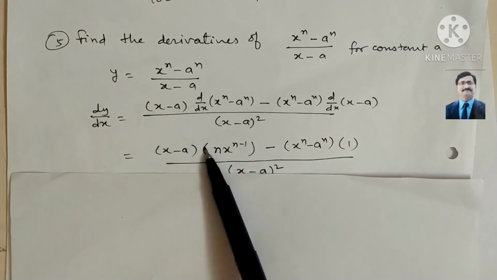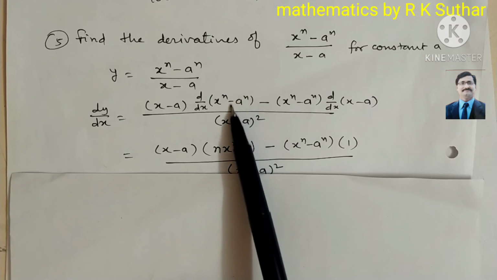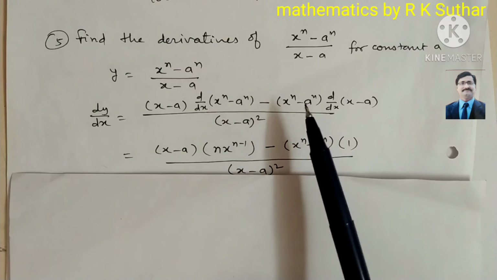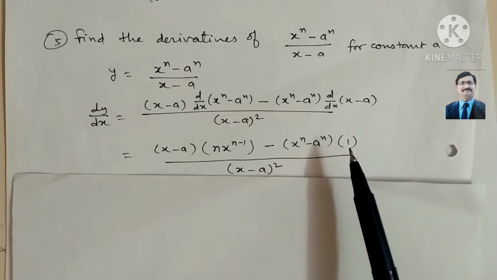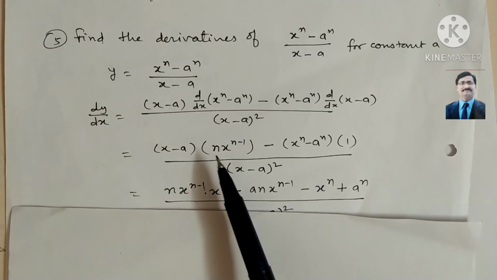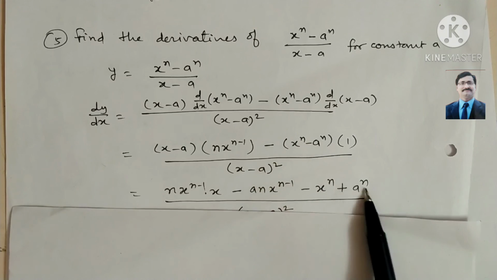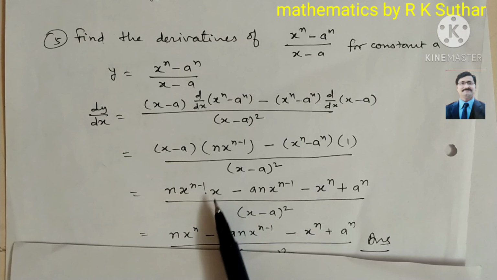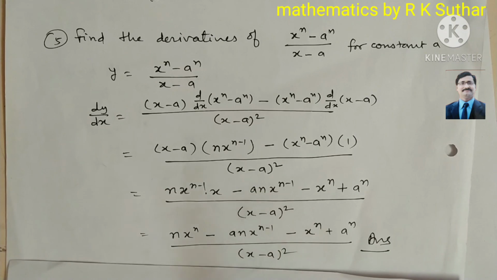Now x - a as it is we write, and the derivative of x^n is n x^(n-1), and the derivative of a^n is 0, because it is a constant. Then x^n - a^n as it is, and the derivative of x is 1, so we write 1. Now we open the bracket: n x^(n-1) multiplied by x, then multiplied by a, gives n x^n - n a x^(n-1), minus x^n plus a^n. Now x^(n-1) multiplied by x gives x^n, and the rest we write as it is. This is our answer. Did all of you understand this?